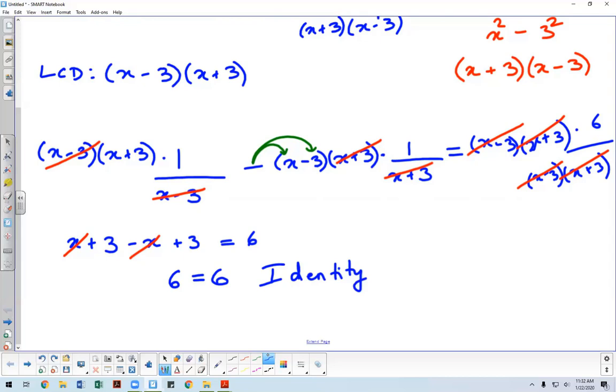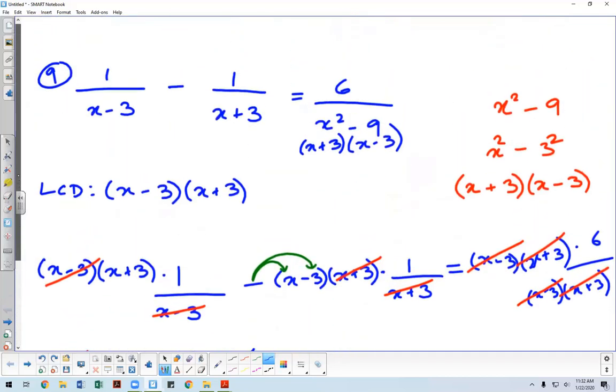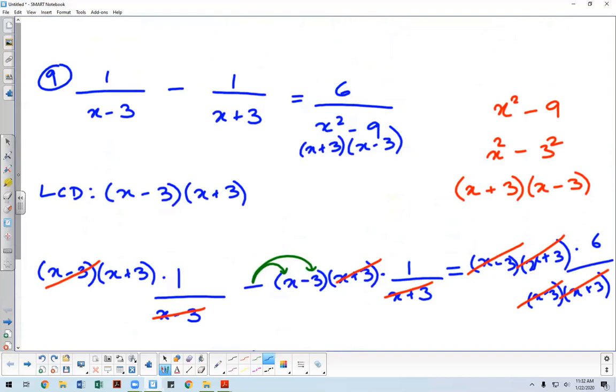Which still leads us to the same conclusion that this is an identity, which means we can use any value for x, except what numbers can we not use? What numbers are making our original denominators into a 0? What number can I put in here which will make this denominator into a 0? 3. And what number can I put in here which will make this denominator 0? Yeah, negative 3. So positive 3 and negative 3 are two numbers we cannot use for our x because those two numbers make our denominator 0.